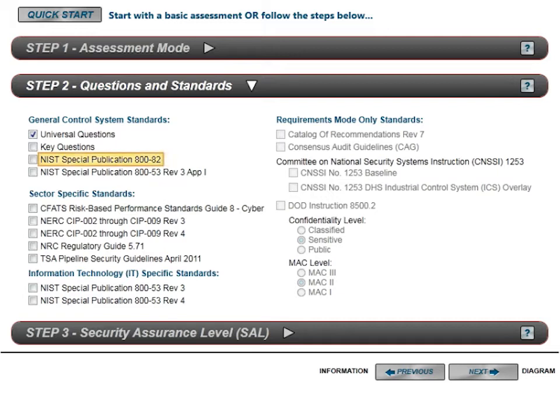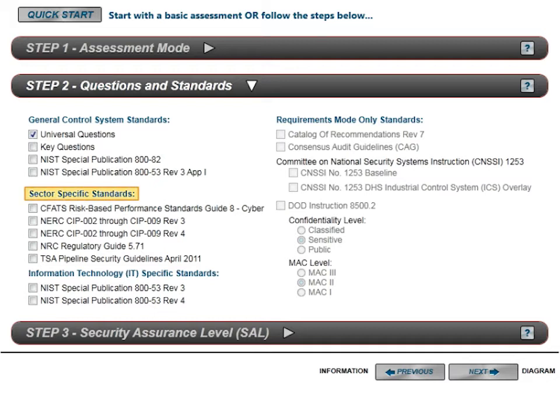NIST Special Publication 800-82 was developed as a guideline specifically for industrial control system cybersecurity and is very useful for evaluating control systems. NIST Special Publication 800-53 with Appendix I is a government standard for information technology systems, with special industrial control system adjustments found in the appendix.